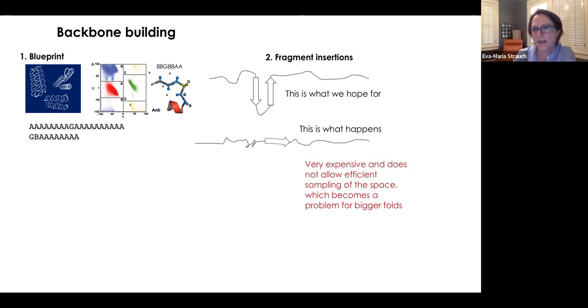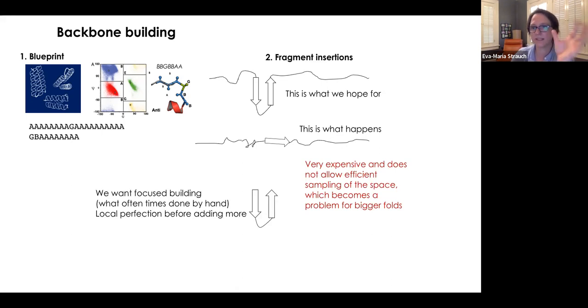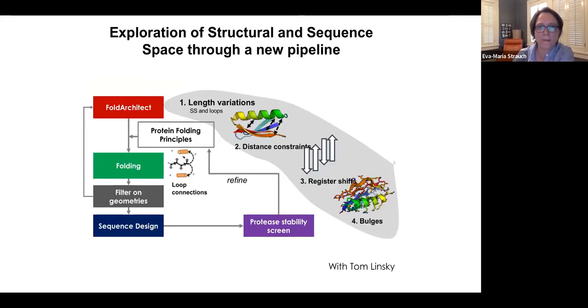And the limiting factor is also that once you have larger proteins, this does not scale well. So the idea is, can we focus on building the proteins sequentially, finding local perfection, and thereby A, making it computationally more efficient, and B, making sure you fulfill at each step the requirements needed in order to build your fold? This is essentially what we have incorporated in the pipeline, which we call the fold architect.